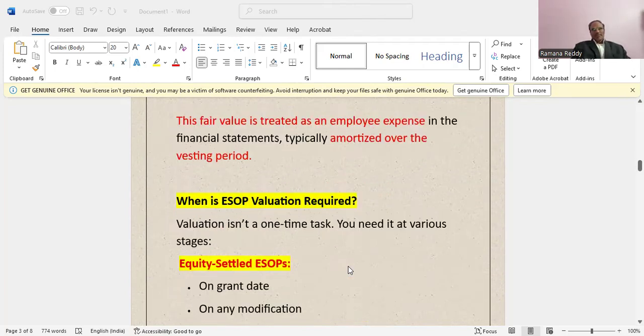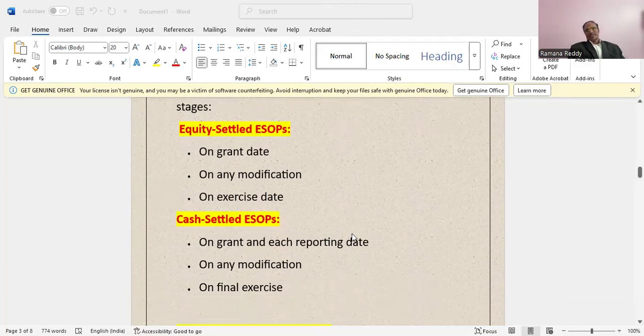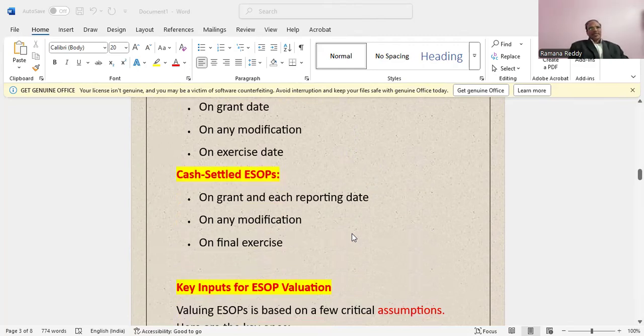When is an ESOP valuation required? Valuation is not a one-time task. You need it at various stages, for equity settled ESOPs and cash settled ESOPs. In equity settled ESOPs, valuation is required on grant date, on any modification, and on exercise date. In cash settled ESOPs, on grant and each reporting date, on any modification, and on final exercise.